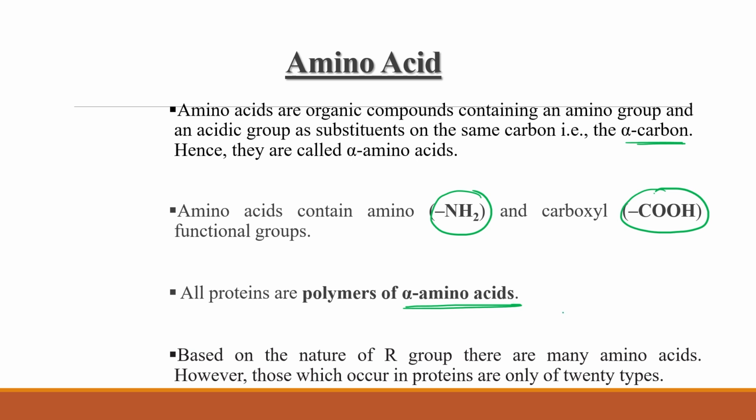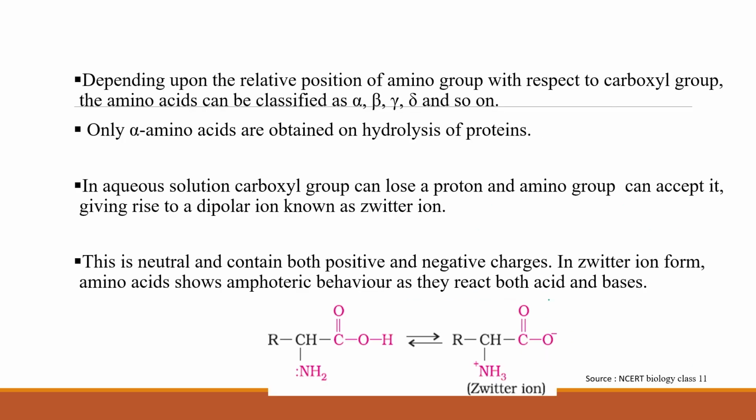Based on the nature of the R group, there are many types of amino acids, but in protein, only 20 types are present, right? Depending upon the relative position of the amino group with respect to the carboxylic group, we can classify amino acids as alpha, beta, gamma, delta, and so on. Say, for example, this is alpha. Only alpha amino acids are obtained on hydrolysis of protein.